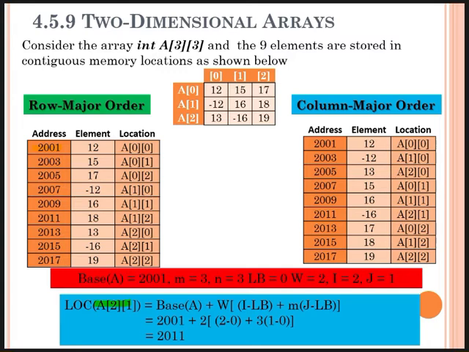The only difference is here row wise elements will be stored in the memory location, and here column wise elements will be stored in the memory.